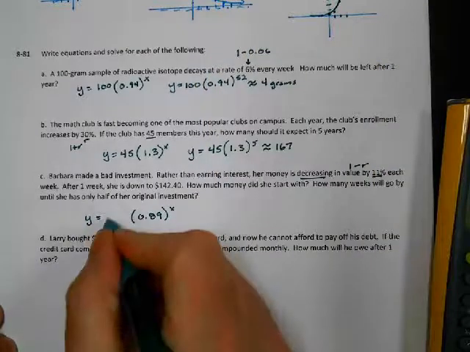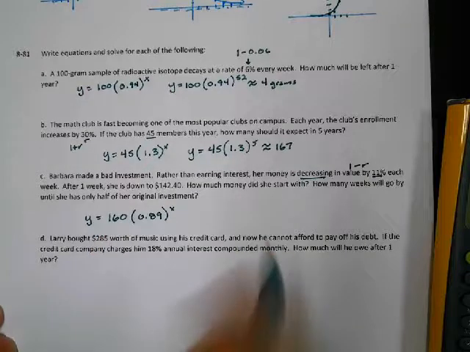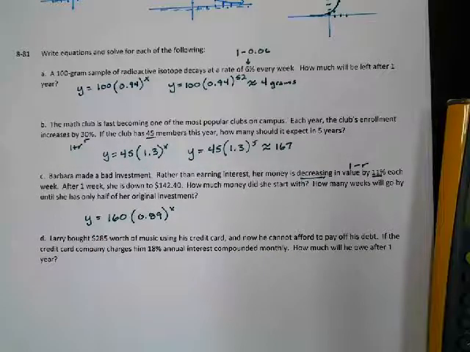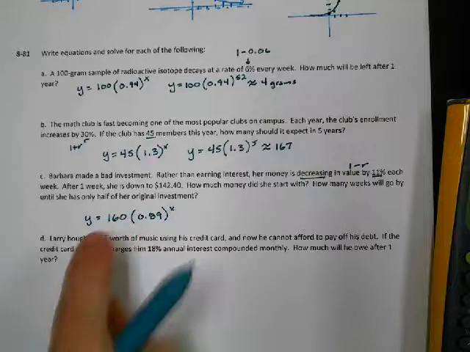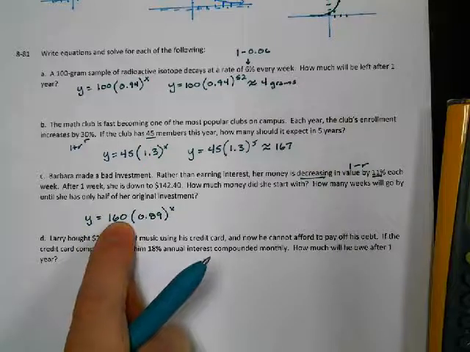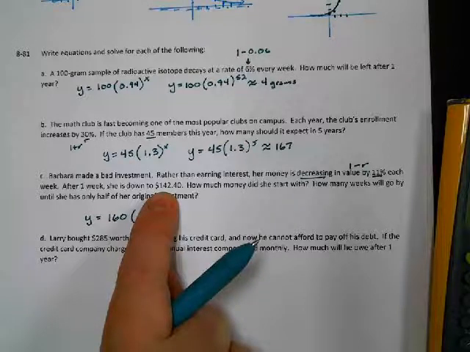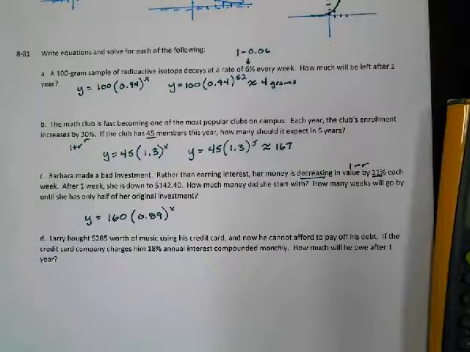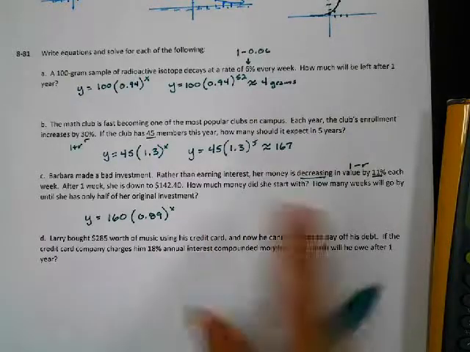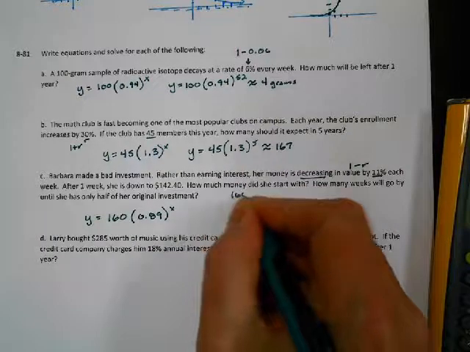So that's at week 0. That's before she made the investment. She has $160. Multiply that by 0.89, and that's why after 1 week we got 142.4. Okay, so how much money did she start with? We already solved that. That was 160. That's the A value. How many weeks will go by until she has only half of her original investment?